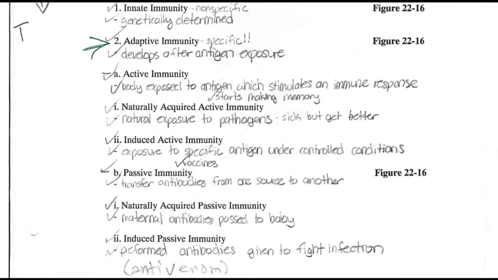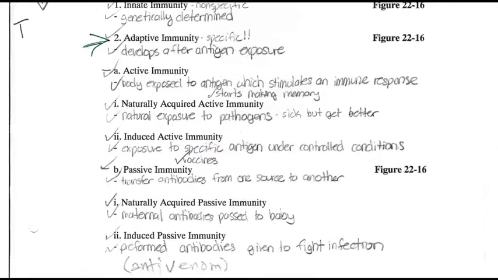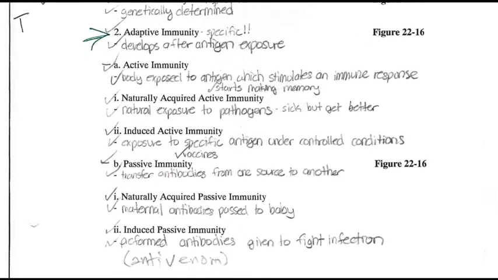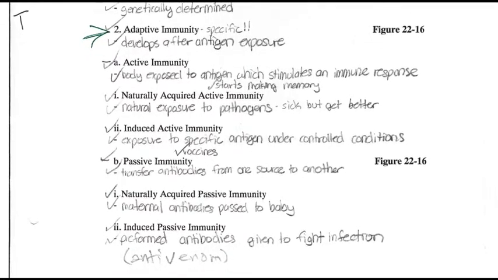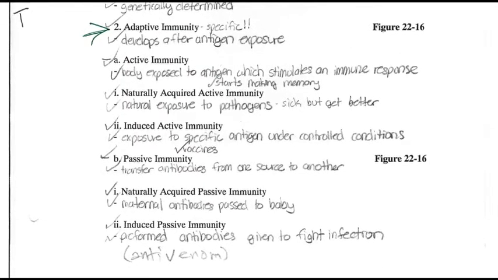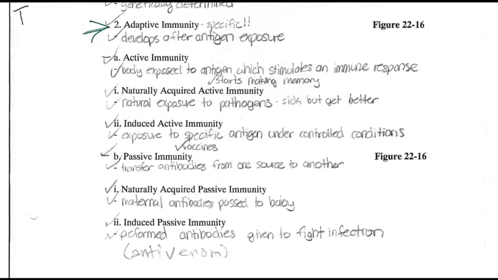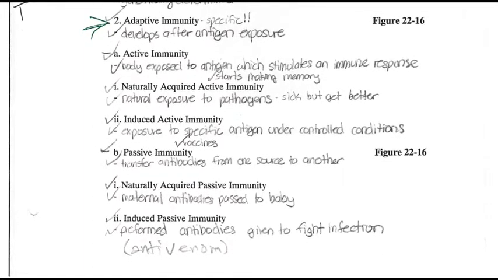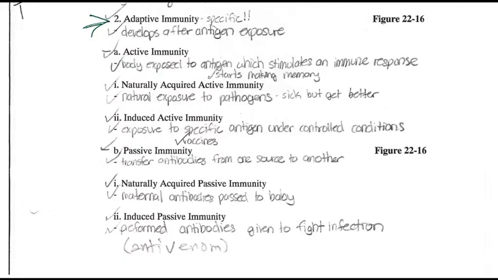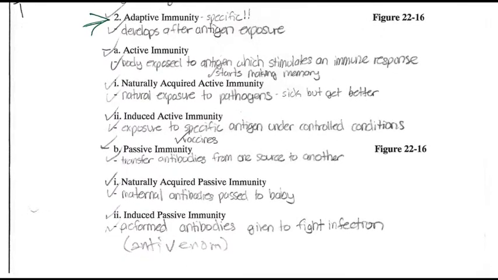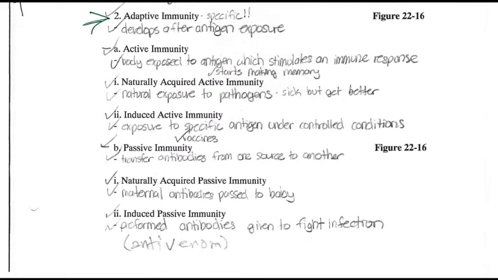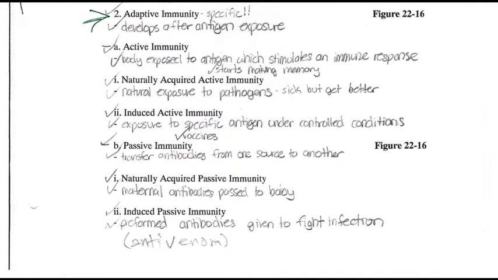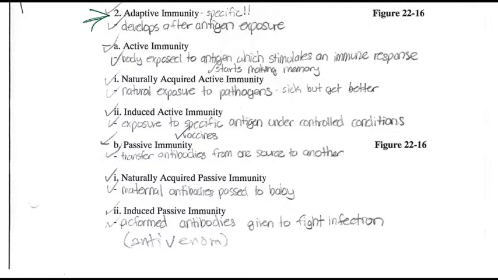Passive immunity. Passive immunity involves the transfer of antibodies from one source to another. An example of naturally acquired passive immunity would be maternal antibodies passed on to a baby. Induced passive immunity involves preformed antibodies given to fight an infection. An example of induced passive immunity would be antivenom.